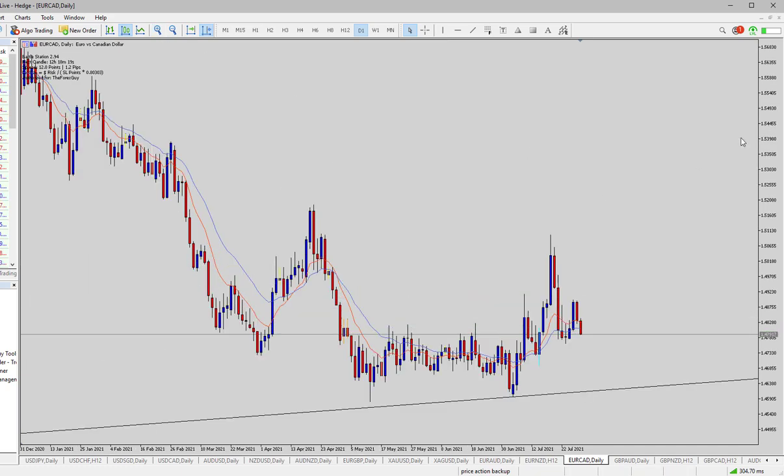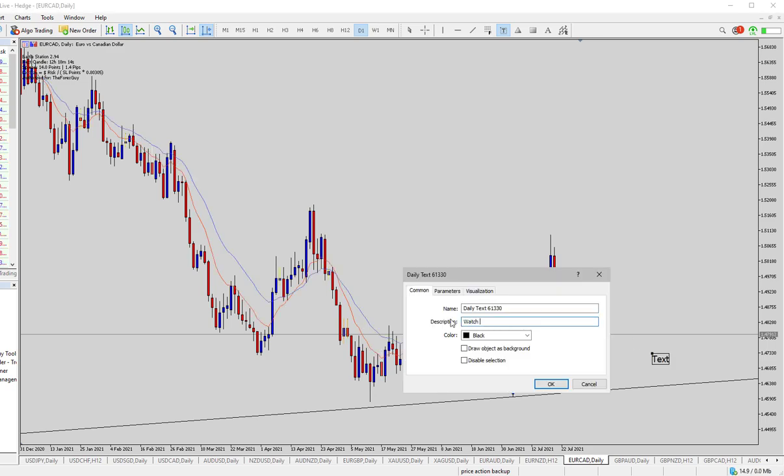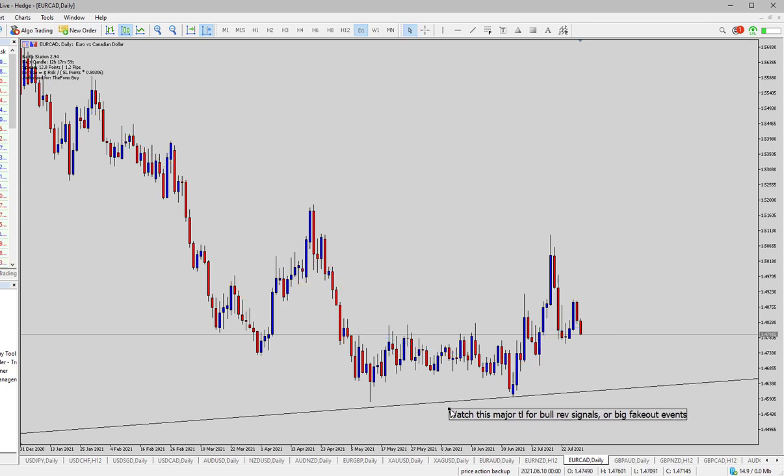So this is one where you probably want to leave a note as well and say, watch this. I'll just put major trend line for bull reverse signals or big fake out events. Okay, so now when I come back to this chart, I don't have to reprocess the whole thing, zoom out, get the big picture again and reprocess it back into this. I just come back, oh yeah, I remember, and we'll see what happens here. All right.